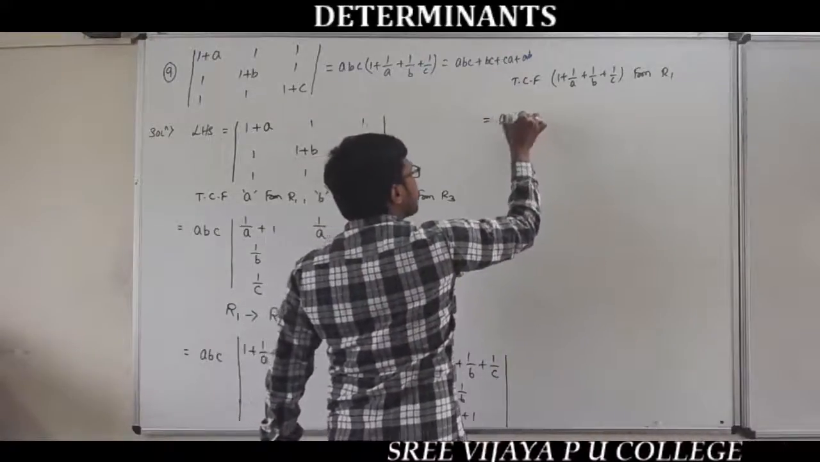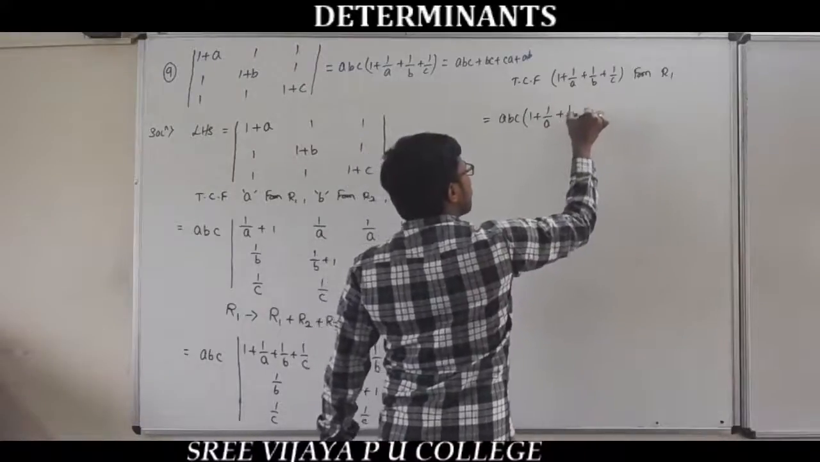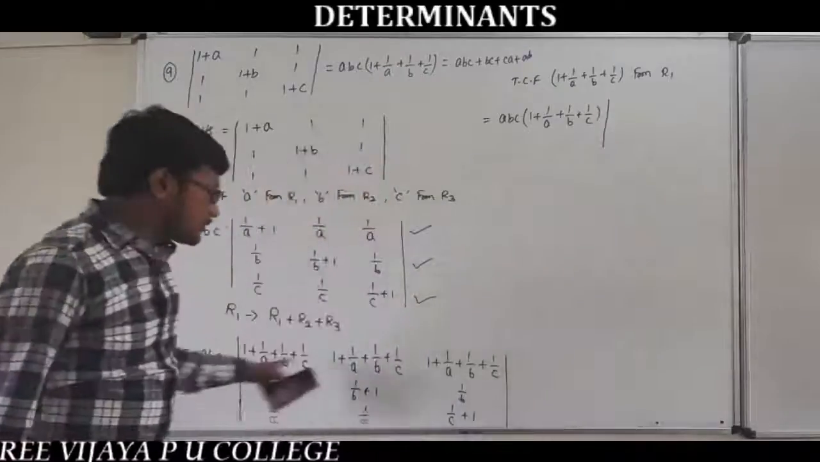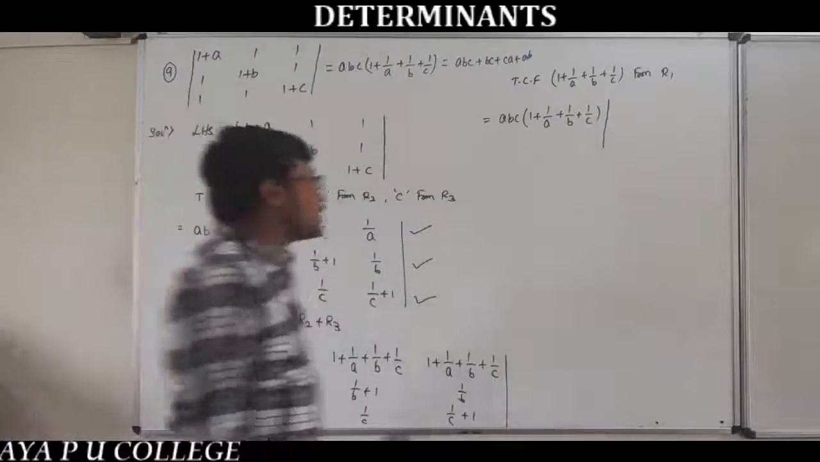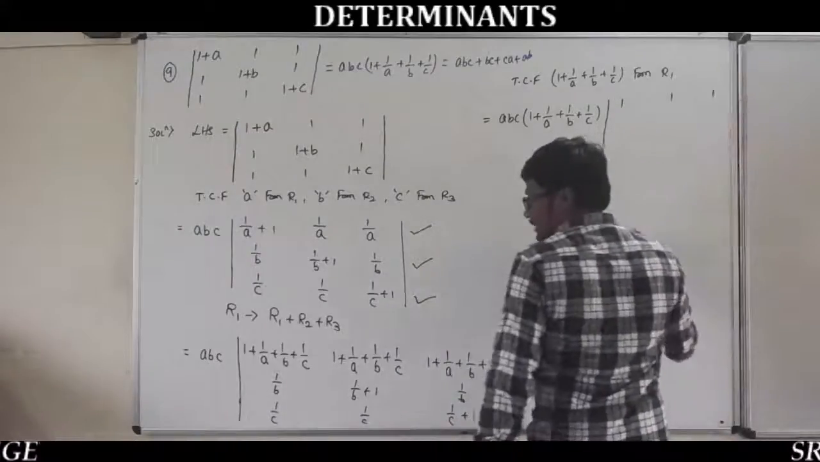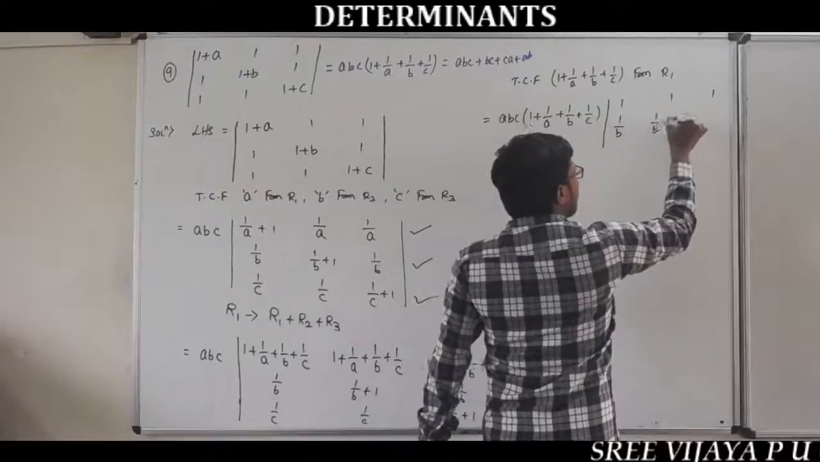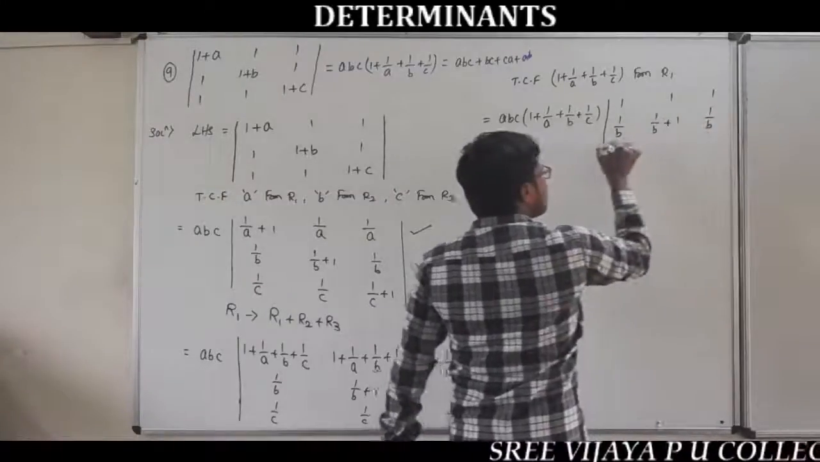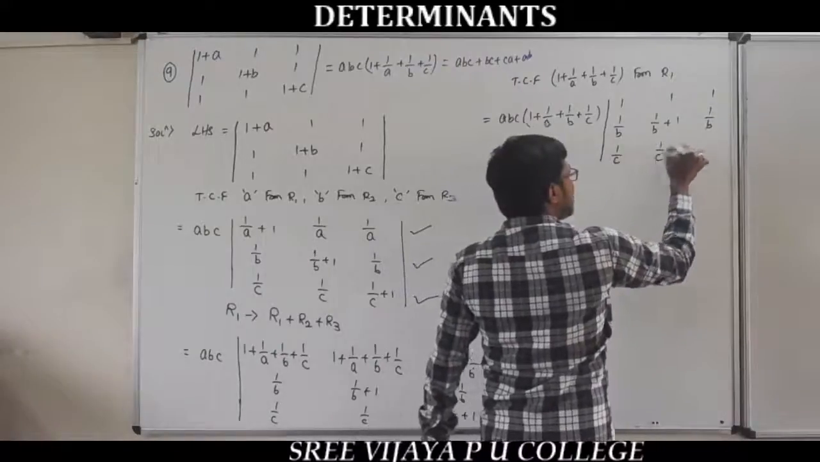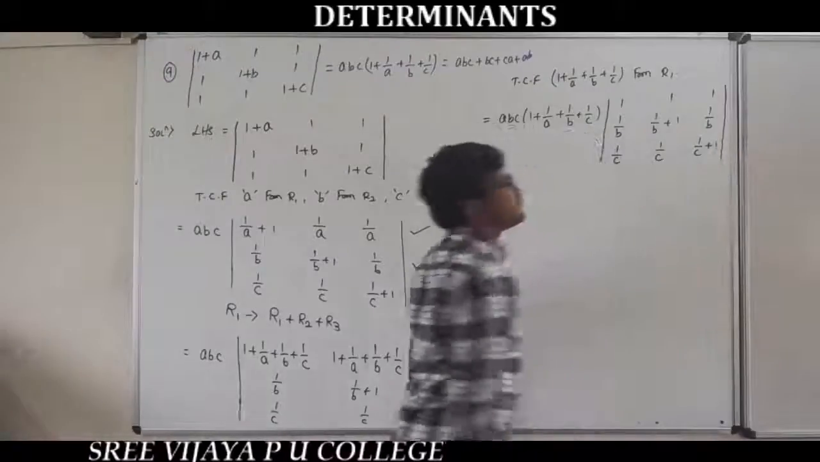So ABC into 1 plus 1 by A plus 1 by B plus 1 by C will be the common from R1. So in the entire R1 that is a common, right? And after taking it as a common, what remains is 1, 1, 1. The second row and third row are as they are: 1 by B, 1 by B plus 1, 1 by B; 1 by C, 1 by C, 1 by C plus 1.